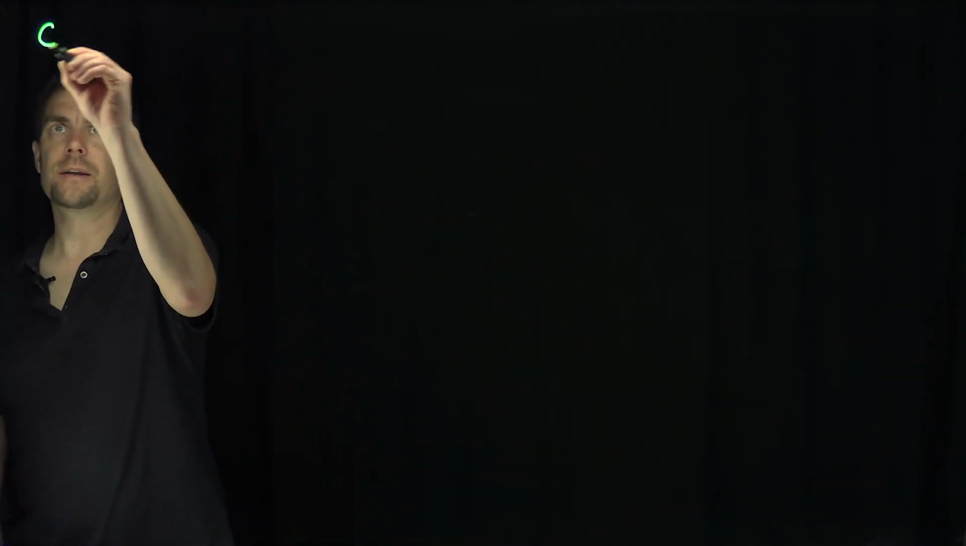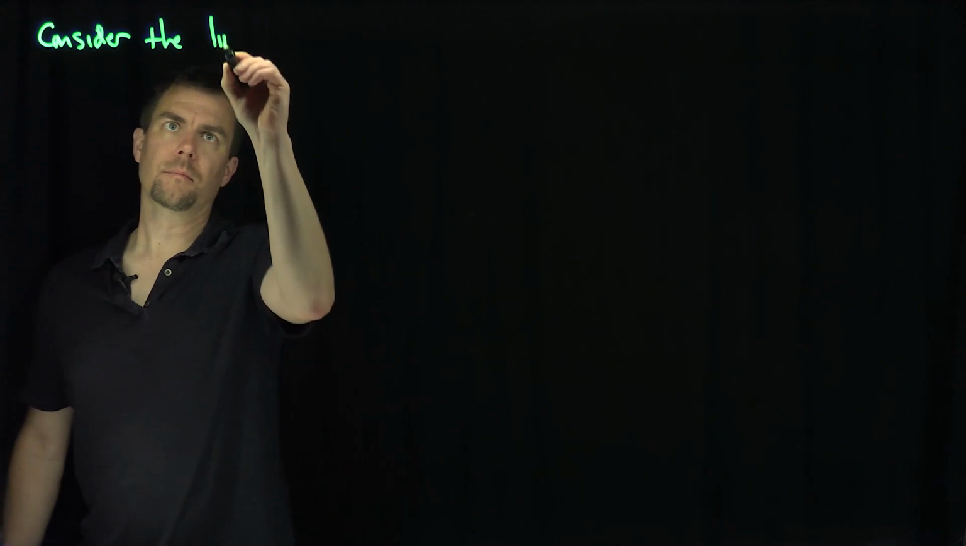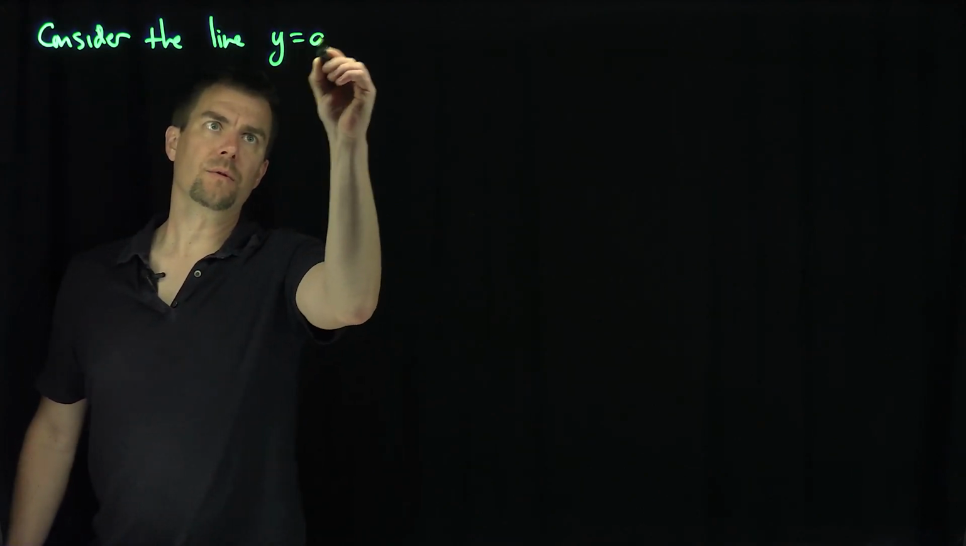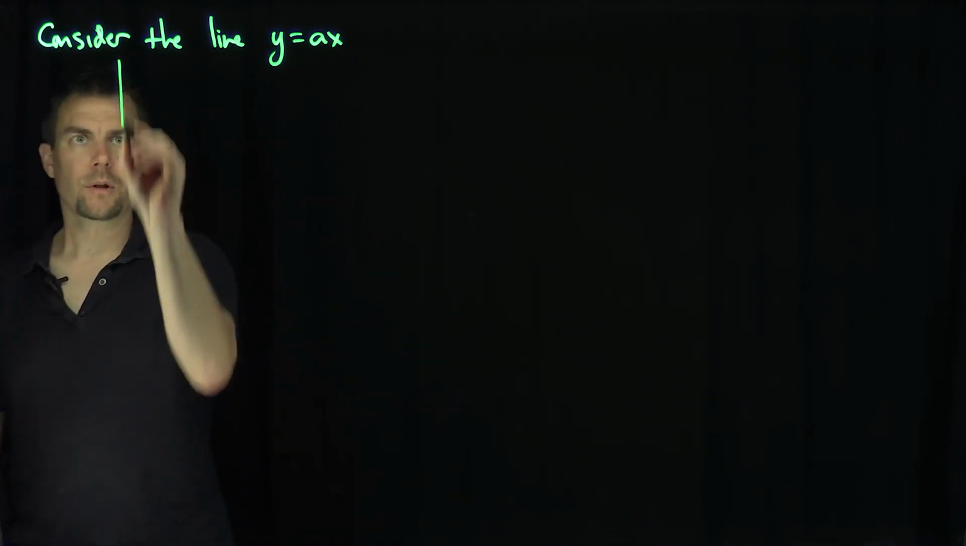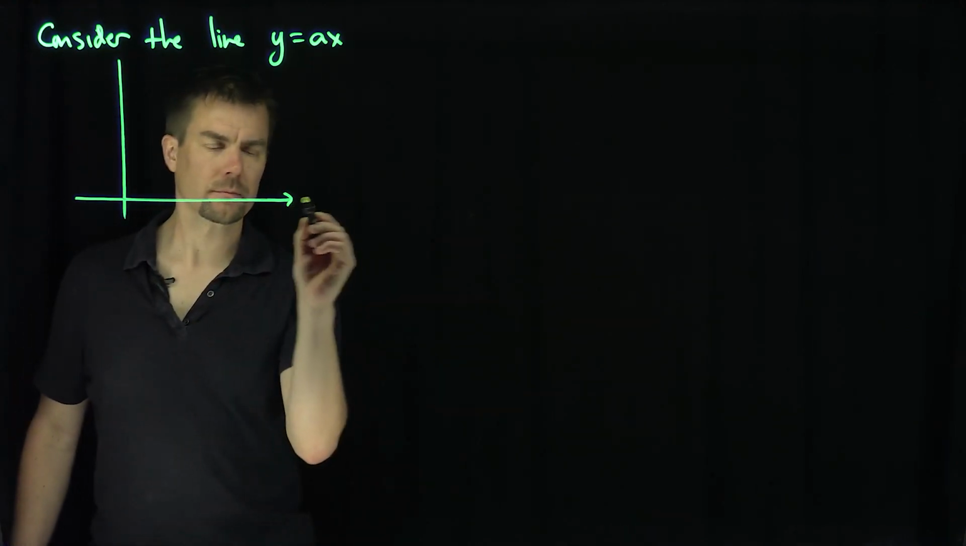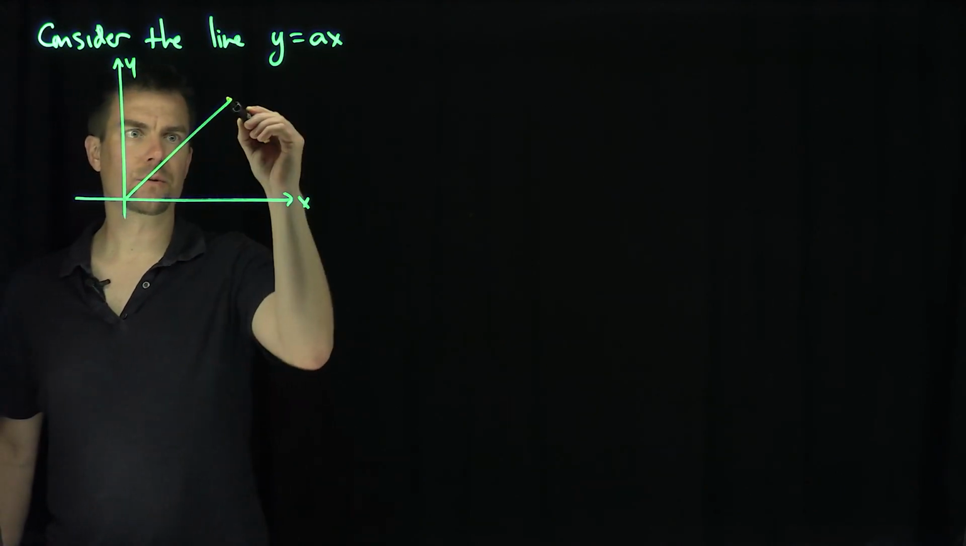Hello students, in this video we'll find matrix representations for projections and reflections onto a line. Let's consider the line y equals ax. Here's the x-axis, here's the y-axis, and then here's the line y equals ax.